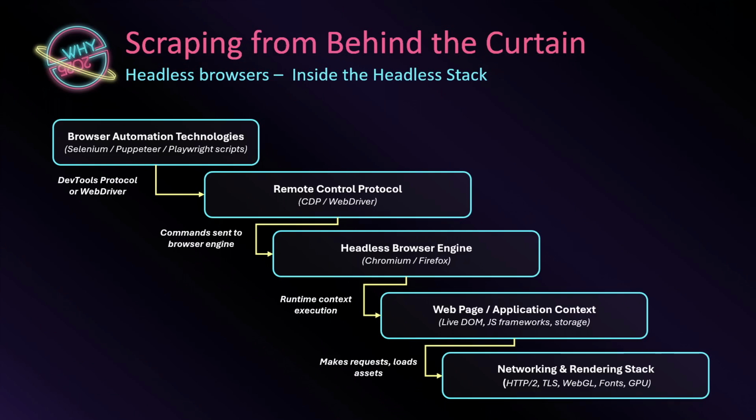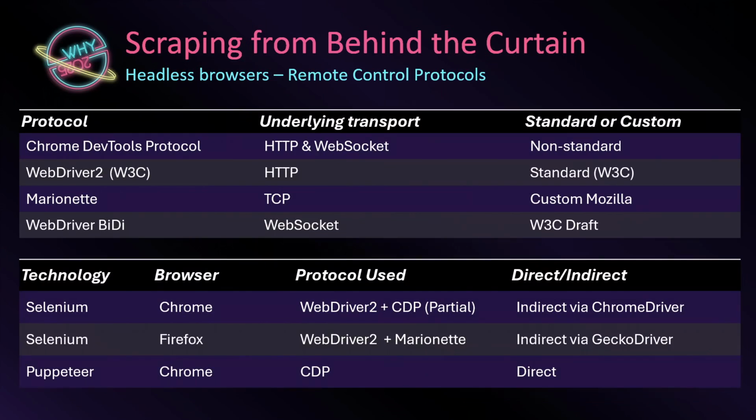For our research, we focused on Selenium and Puppeteer, the headless browser automation technologies that are widely used today. So here is a list of remote control protocols used by common browser automation technologies. We have the Chrome DevTools Protocol. It uses HTTP and WebSocket. It is developed by Google. It's not a standard. However, it is bidirectional, and that's why it uses WebSocket.